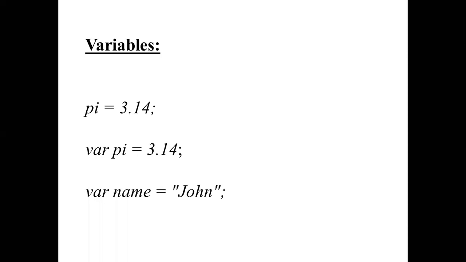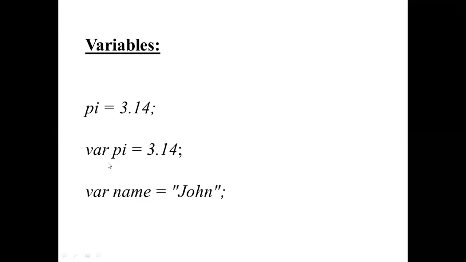Next one, variables. A variable is a named memory location to store data. For example, pi equal to 3.14. This is an implicit type declaration. Here the data type of pi is number.